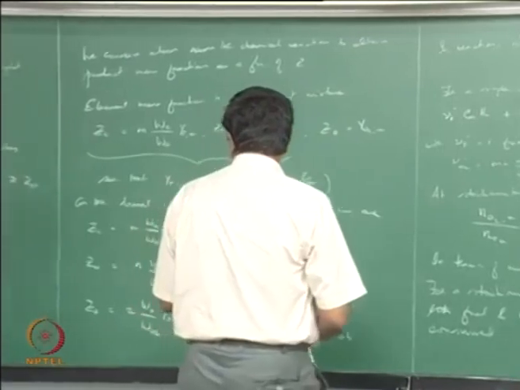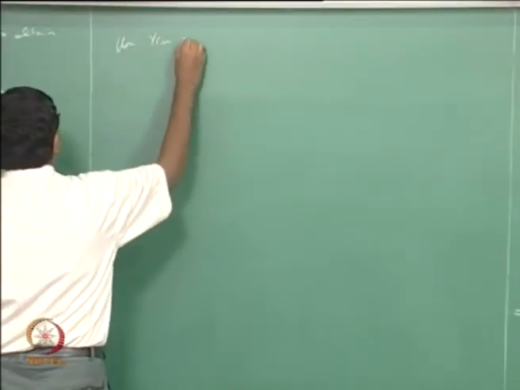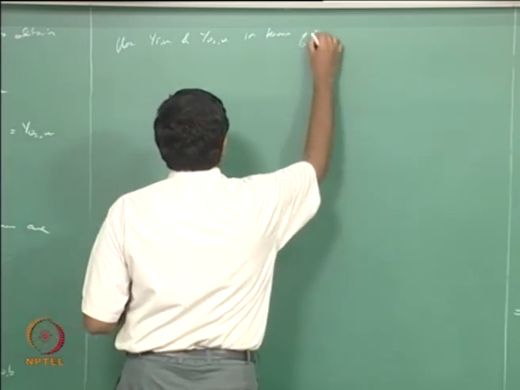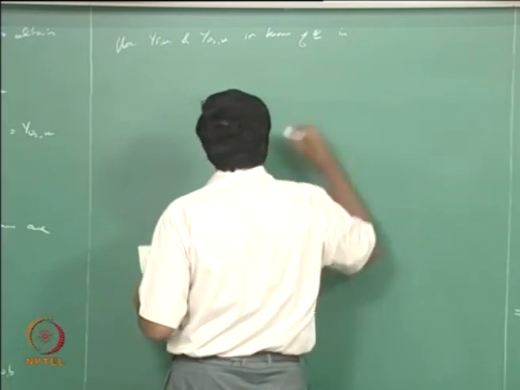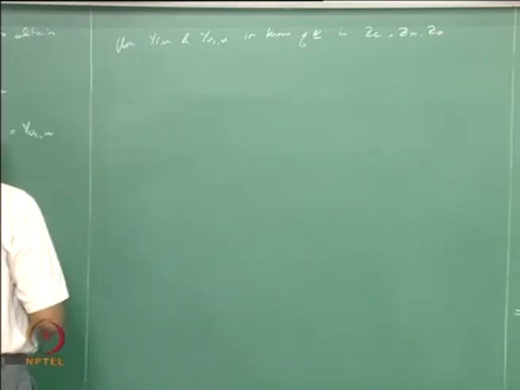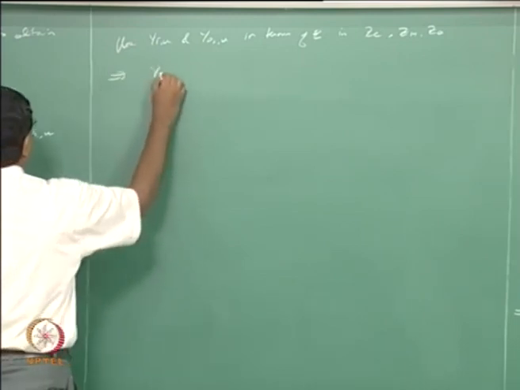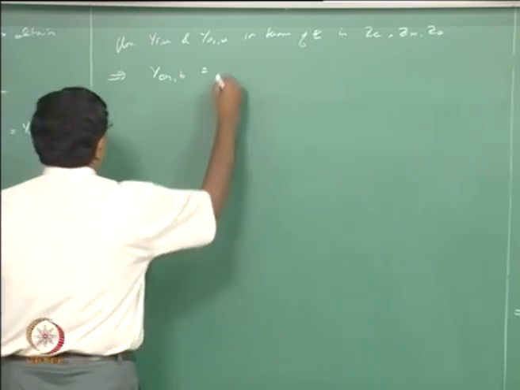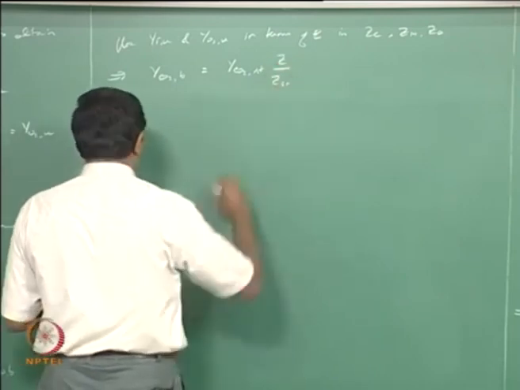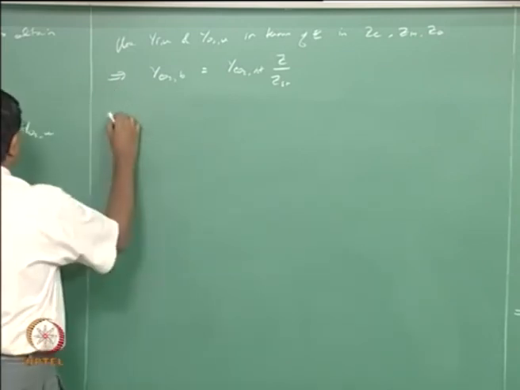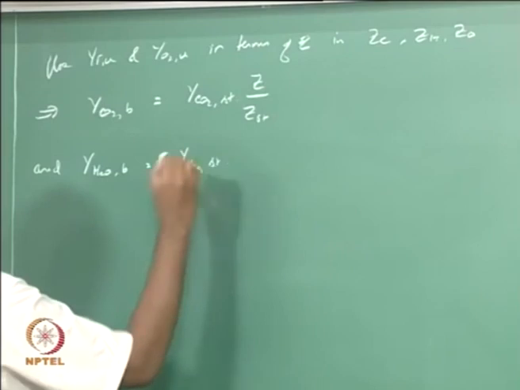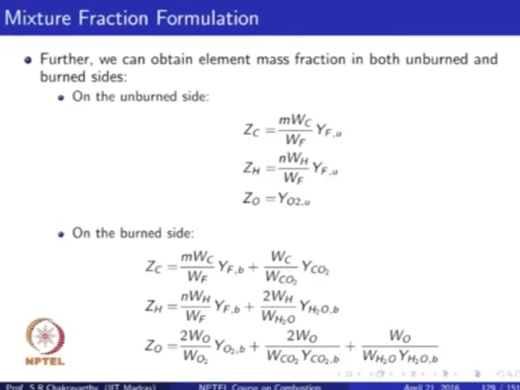So now if you equate these, use YF,U and YO2,U in terms of Z in ZC, ZH, ZO, and rewrite. Okay, so you then get YCO2,B would be YCO2 stoichiometric times Z divided by ZST, and YH2O,B equal to YH2O stoichiometric times Z divided by Z stoichiometric.